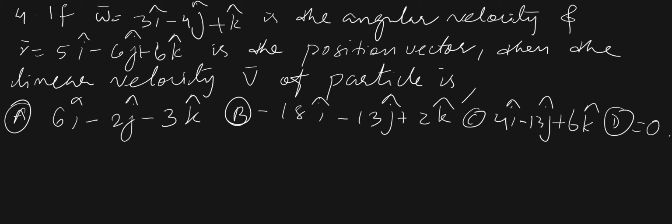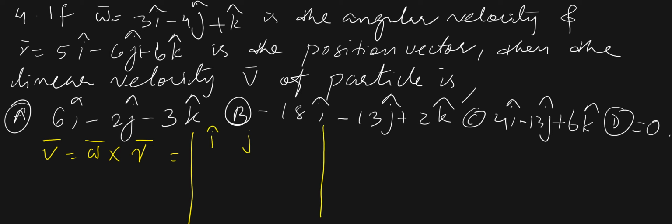If omega equal to 3i minus 4j plus k is the angular velocity and r equal to 5i minus 6j plus 6k is the position vector, then the linear velocity of a particle is. Equation for linear velocity is omega cross r, where omega is the angular velocity and r is the position vector. Let us find out the cross product. We can find out by using determinant.